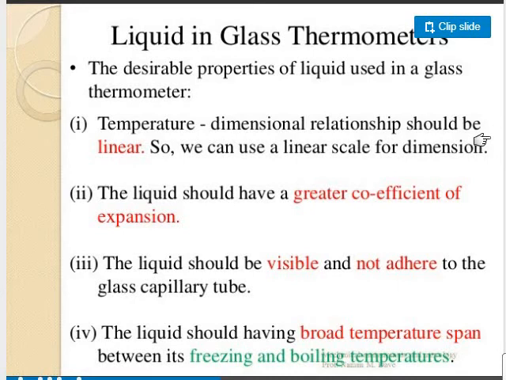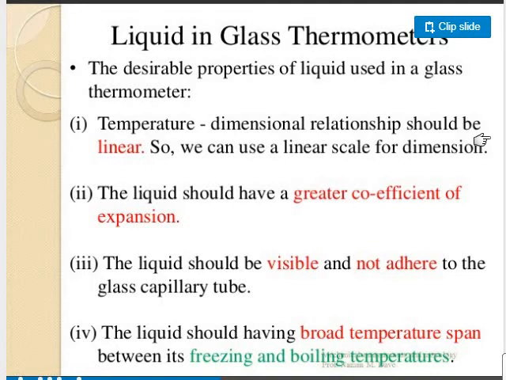So, the desirable properties of the liquid used in a glass thermometer. For example, here we use mercury. The dimensional relationship should be linear, so we can use a linear scale for the dimension. The liquid used in the thermometer should have a greater coefficient of expansion. The liquid should be visible and not adhere to the glass capillary tube.